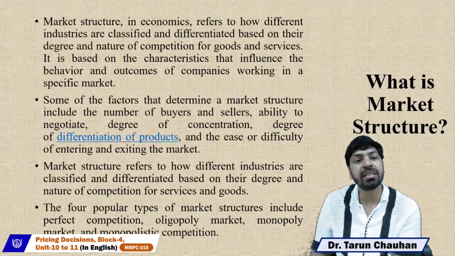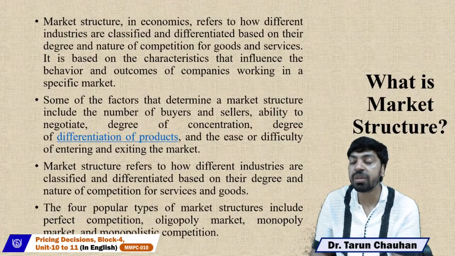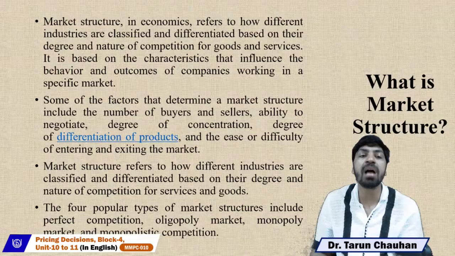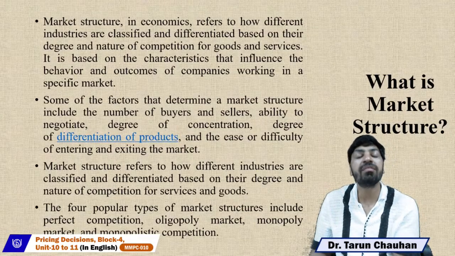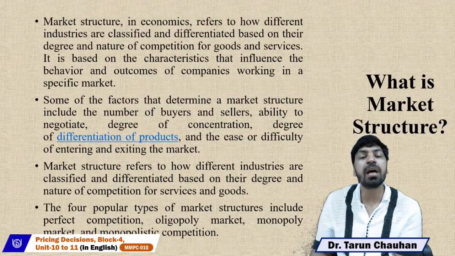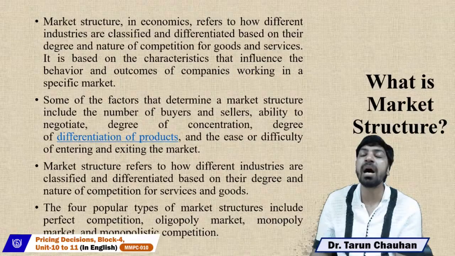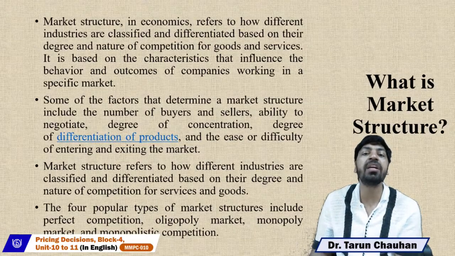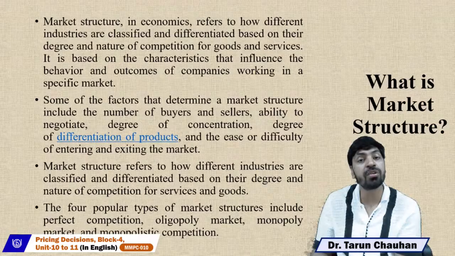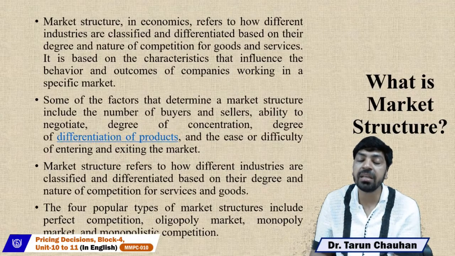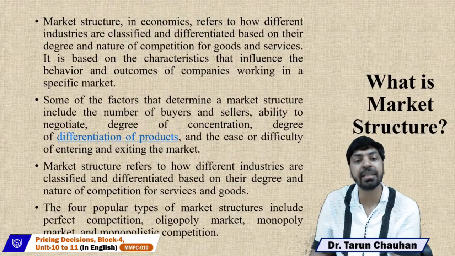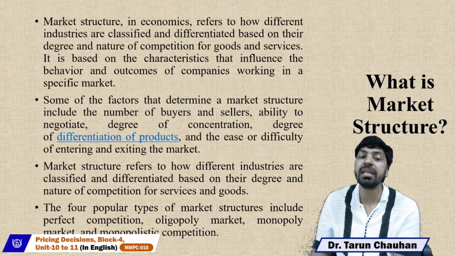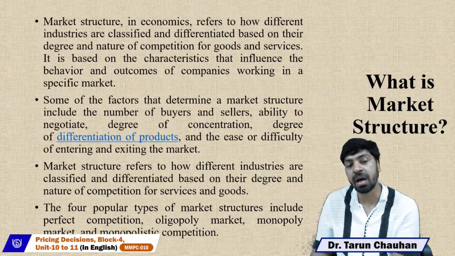It is based on characteristics that also influence the behavior of individuals or companies, and what the outcomes would be for companies working in a specific market with homogeneous or differentiated products. Some factors that determine market structures are the number of buyers and sellers, the ability to negotiate, the degree of concentration, the degree of product differentiation, and the ease and convenience of entering or exiting the market. Of course, it also refers to the difficulty level of entry and exit.